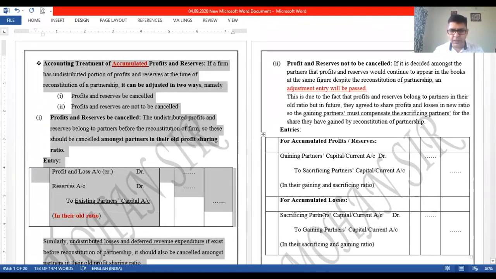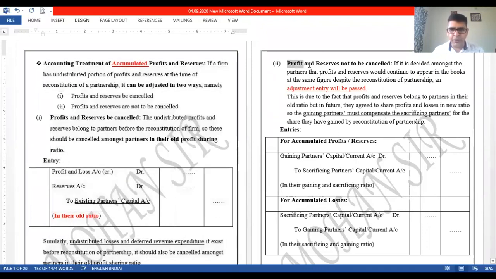Let us move to the next part of the screen. That is the right hand side, where the profits and reserves are not to be cancelled. If I do not have to cancel profits and reserves, then what do I do? I need to have the adjustment entry. That is what I told you. Let us read this part again. If it is decided amongst the partners that profits and reserves would continue to appear in the books at the same figure depicted during the reconstitution, right? So in that case, an adjustment entry will be passed.